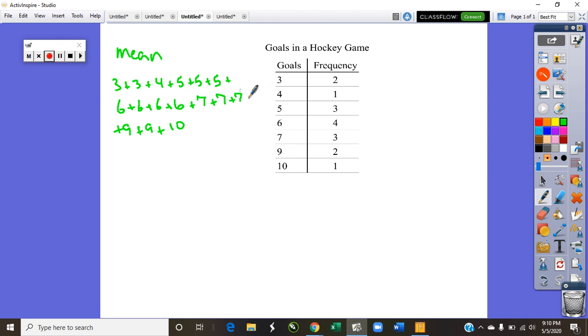I got a total of 98. And how many numbers am I talking about here? Well, I got 2 plus 1 is 3, plus 3 is 6, plus 4 is 10, plus 3 is 13, plus 2 is 15, plus 1. So I'm going to divide 98 by 16, and I get about 6.1. Okay, so the mean for the most goals in a hockey game is about 6.1.